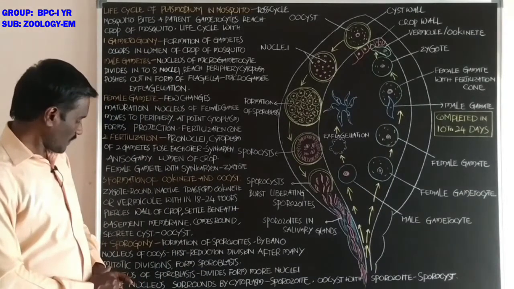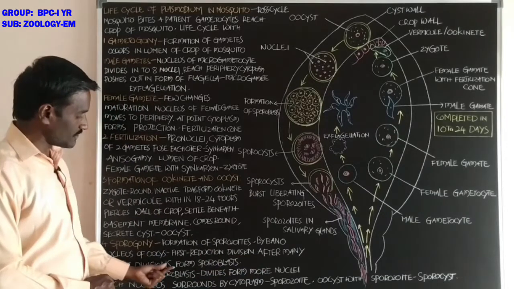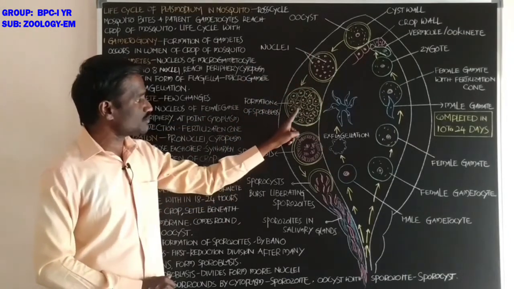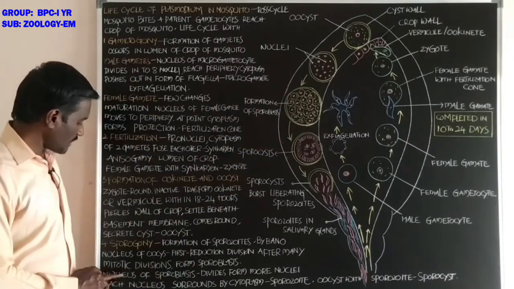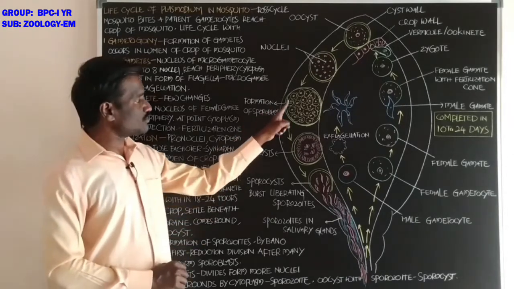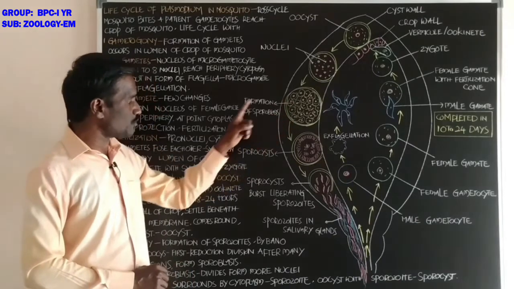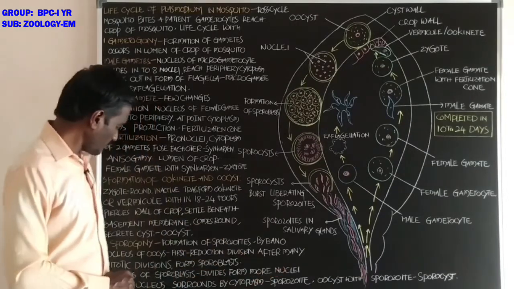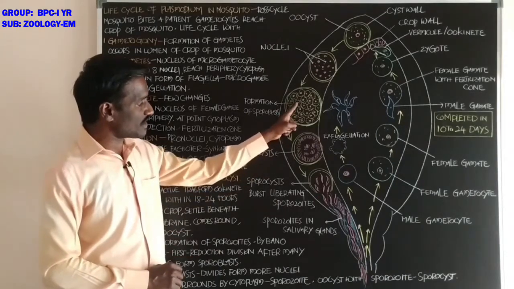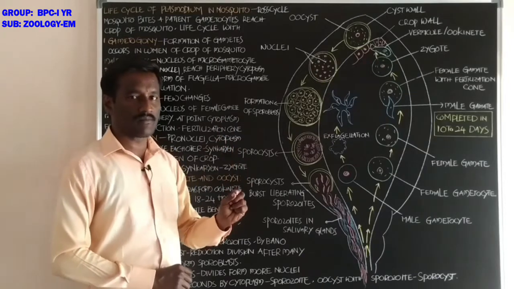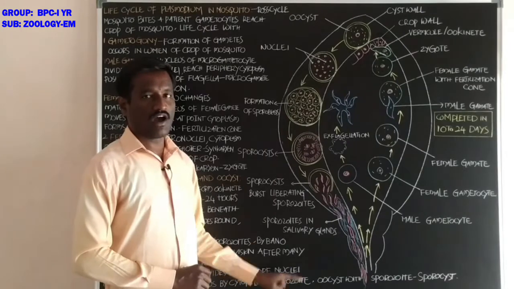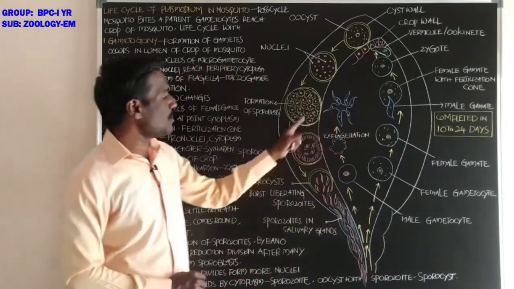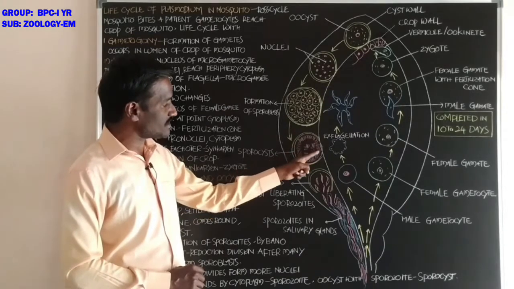After many mitotic divisions, the nuclei form the sporoblasts in the inner part of the oocyst. Next, each sporoblast is with a nucleus. Students, the nucleus of the sporoblast divides and forms more nuclei, and each nucleus surrounds itself with a small bit of cytoplasm and develops into sporozoites. Now the oocyst is with the sporozoites, and now it is called a sporocyst.